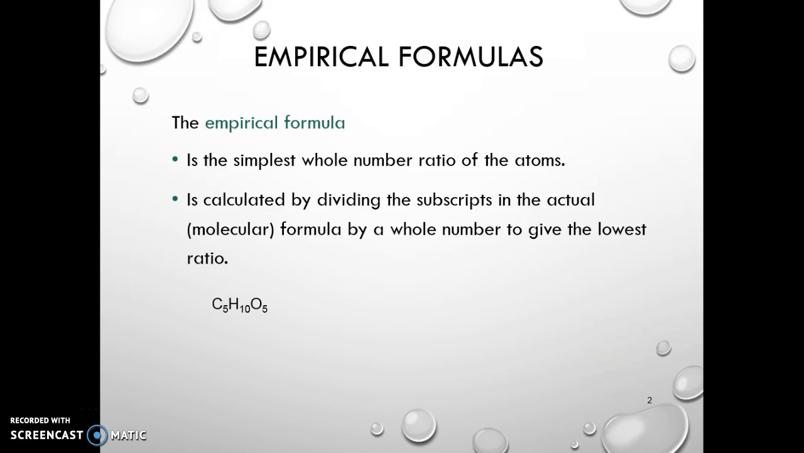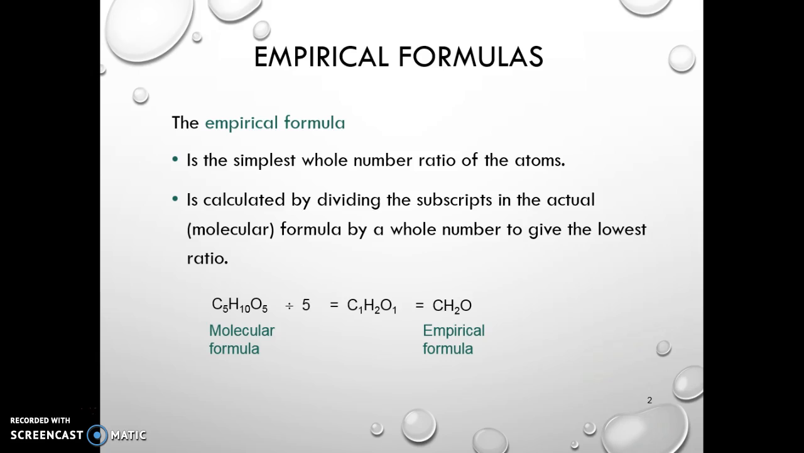So if we have C5H10O5, we can see 5, 10, and 5. Well, obviously they all have 5 in common. So that is the molecular formula right there. So we're going to divide that by 5 because 5 is the common multiple between them. And that gives us C1H2O1. So the empirical formula for this would be CH2O. Because remember, we don't have to write the ones. If it's only one, we just simply say it. Okay, so you get the idea of the relationship between empirical formulas and molecular formulas.